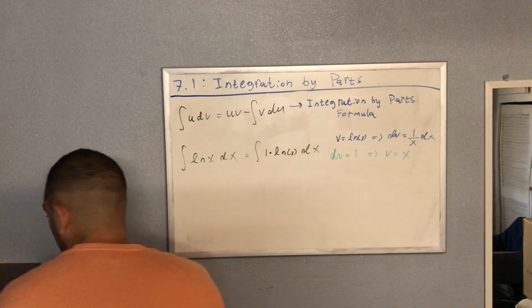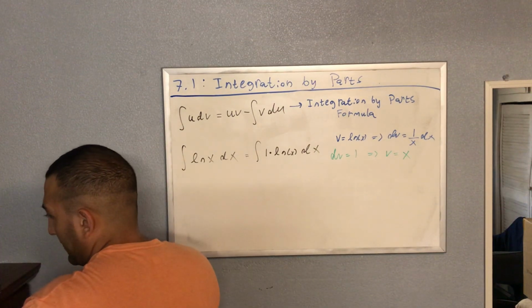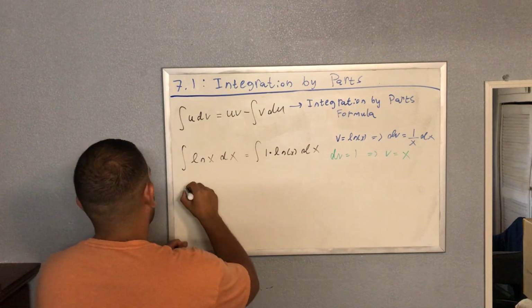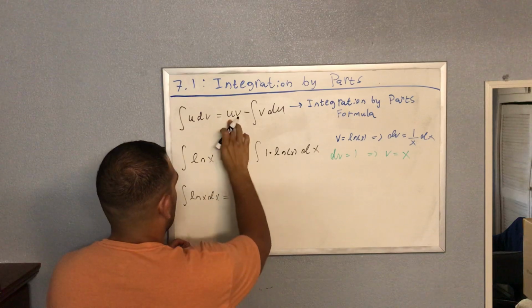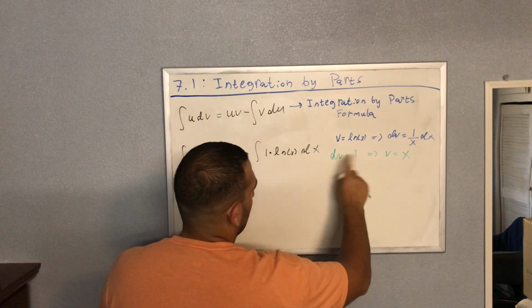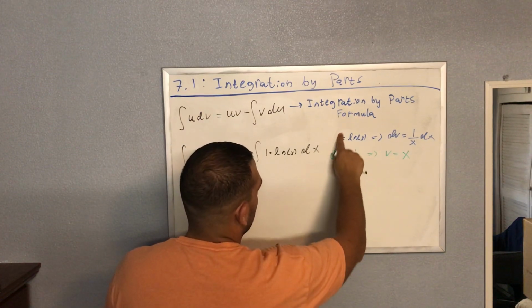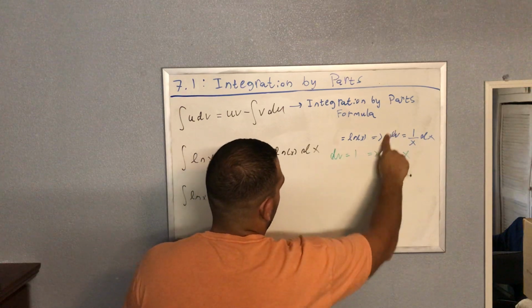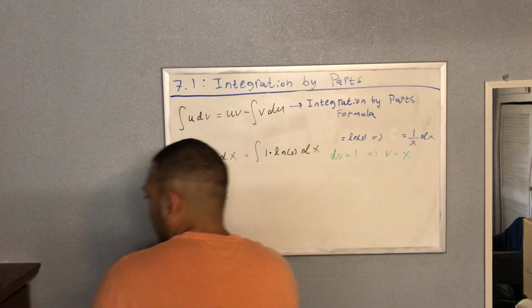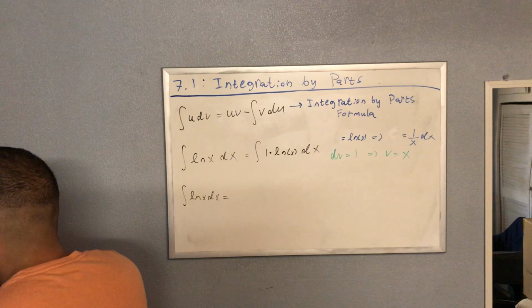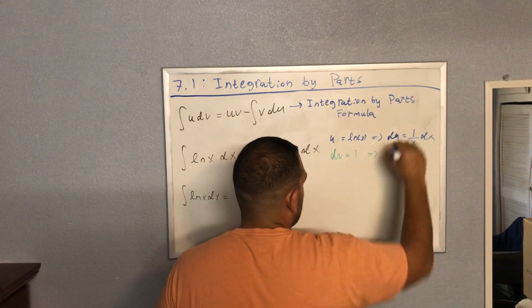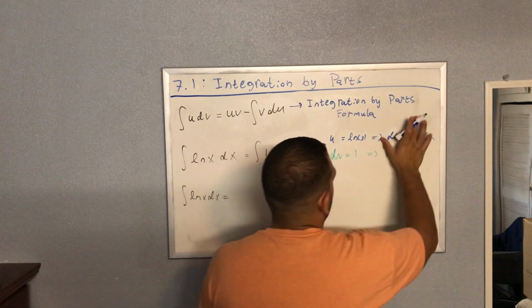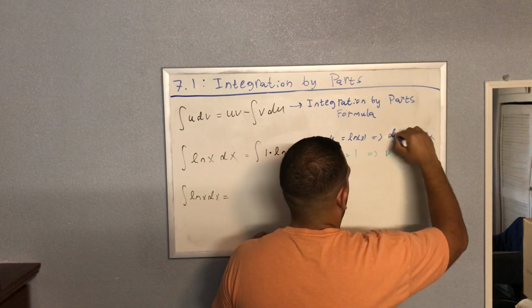So according to the formula, the integral of ln x dx is u times v. So this should be a u. I am so sorry. Maybe that was confusing, my bad. This should be a u. U is this, so du is that. Hopefully that clears things up a little more.